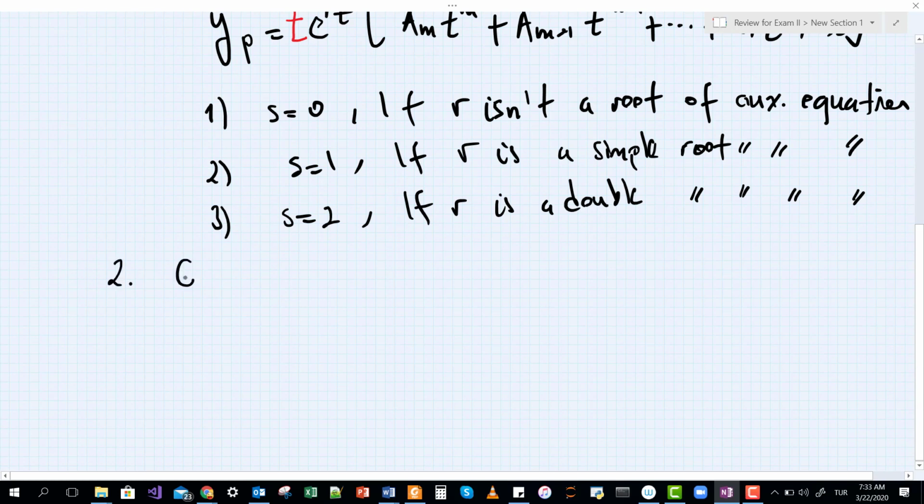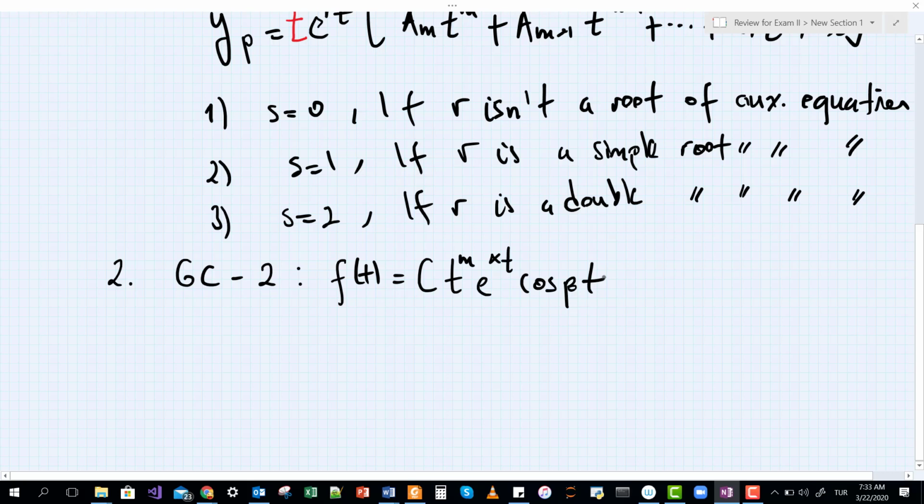The second rule, GC2, was about a similar thing when you have the f of t on the right hand side given in one of these forms. You might have a polynomial and also an exponential function together with the cosine function at the same time. You might have the sine version instead of the cosine version.